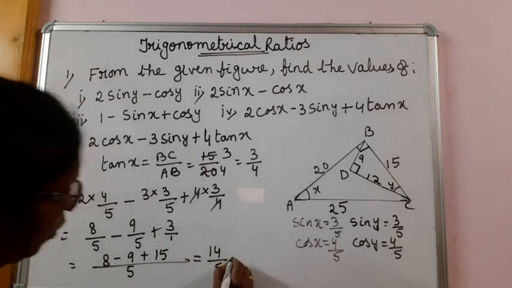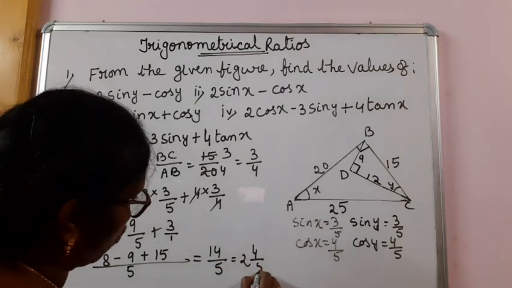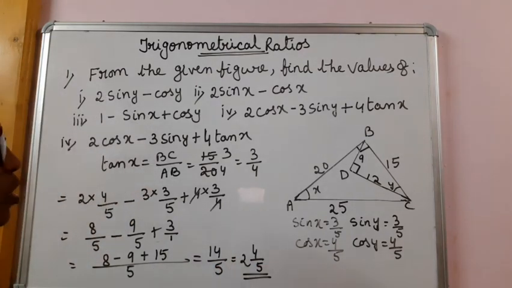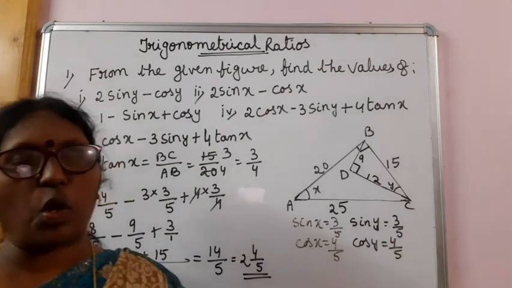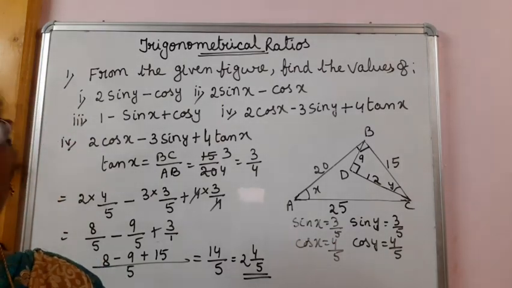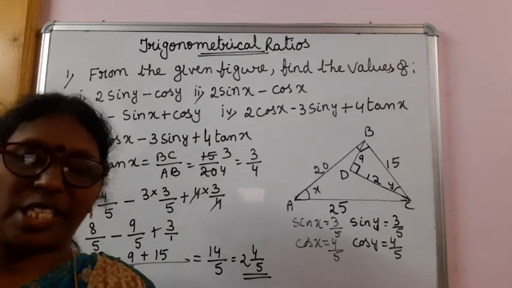Okay. You can show this in the form of a mixed fraction, 2 and 4 by 5. Third bit also, we got 6 by 5. That you can show as 1 and 1 by 5. Because whenever you get the answer as an improper fraction, always you have to show it as a mixed fraction.